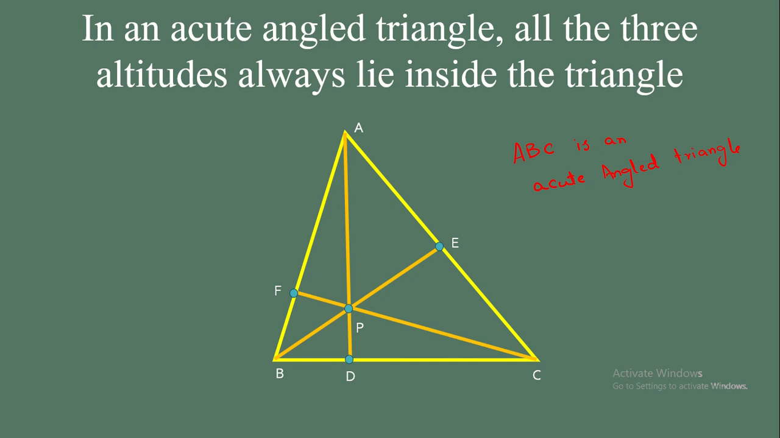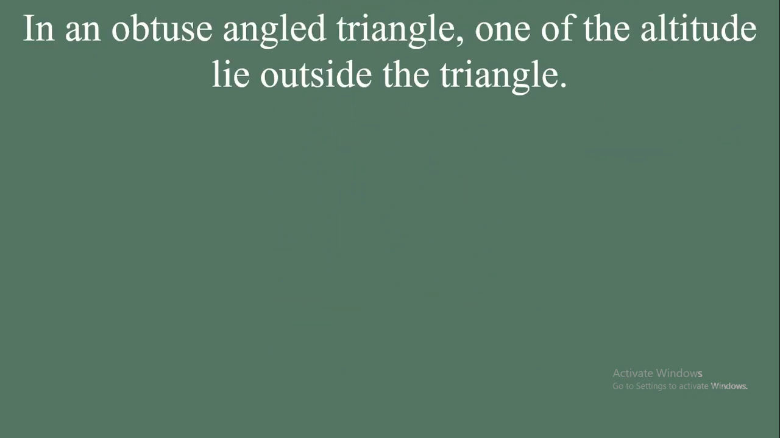Now, if we take the case of an obtuse angled triangle, just like here, ABC is an obtuse angled triangle in which angle B is the obtuse angle. If we want to draw the altitude from vertex A, the altitude is a perpendicular drawn on the base. Considering vertex A, its opposite side is side BC, and if we try to draw a perpendicular on it, it will never lie inside the triangle. So for that, we have to extend our base BC.